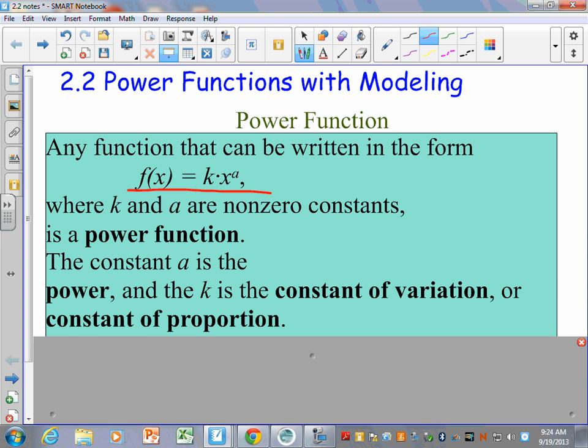Part of your homework today is just determining whether something is a power function or not, and if so, what is the power and what is the constant. Sometimes I give you little tricks on this one, so we're going to practice that.